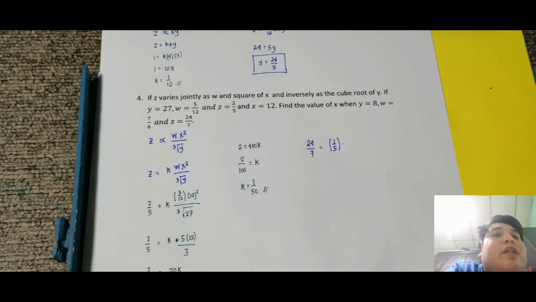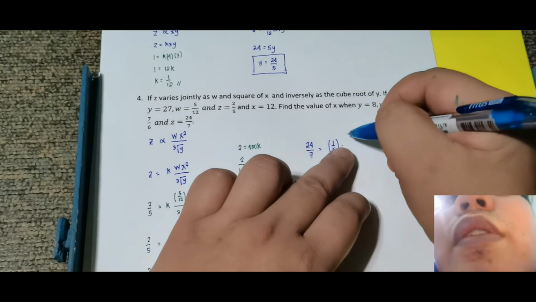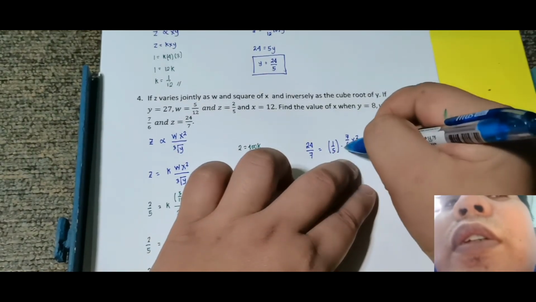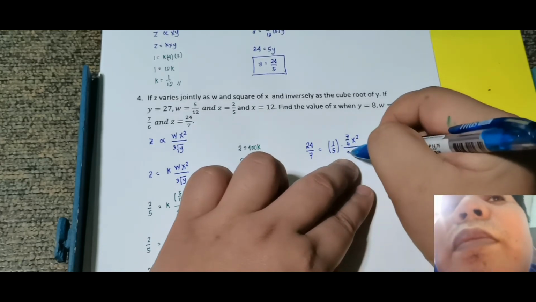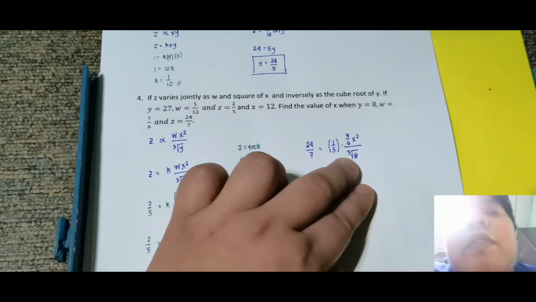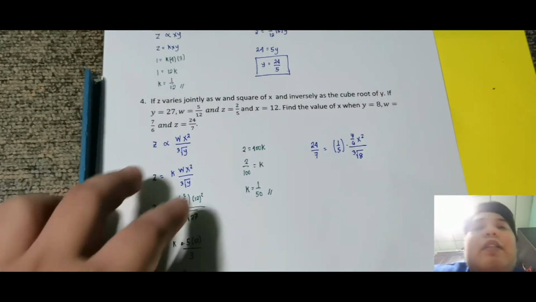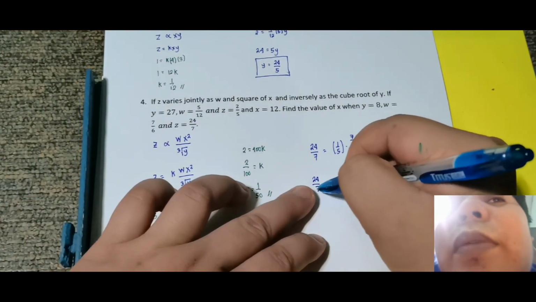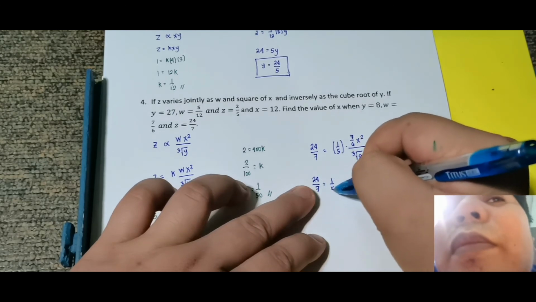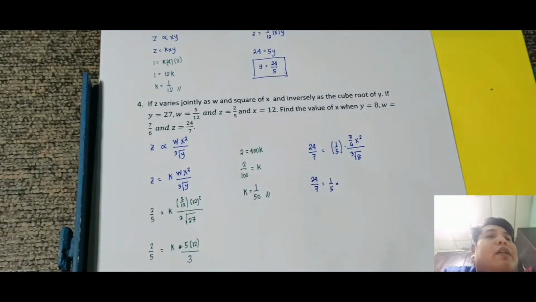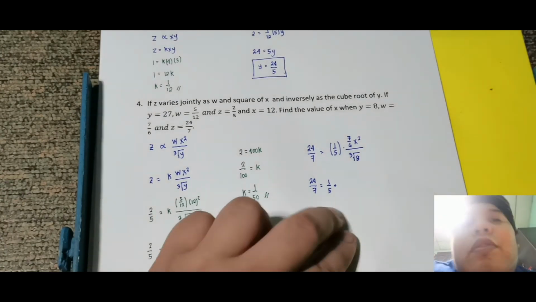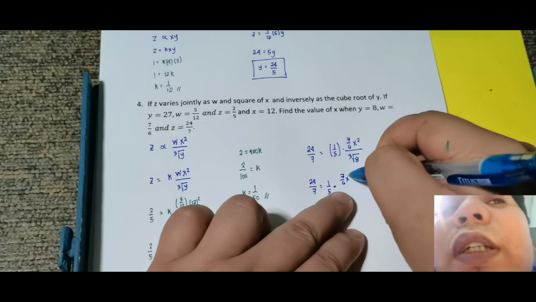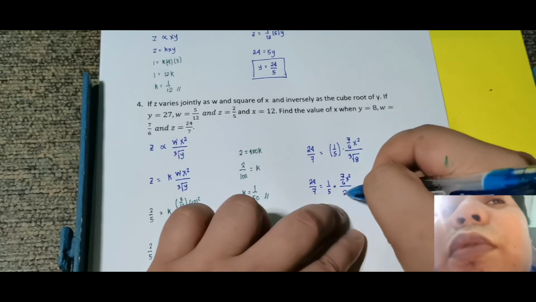Ang hinahanap natin is value ng x. So, w may given, then that is 7 over 6. Tapos, x squared, all over cube root of 8. So, simplify mo natin nasa right side. That is 24 over 7 is equal to 1 over 5 multiplied by magiging 2 to. So, this is 7 over 6 x squared over 2.